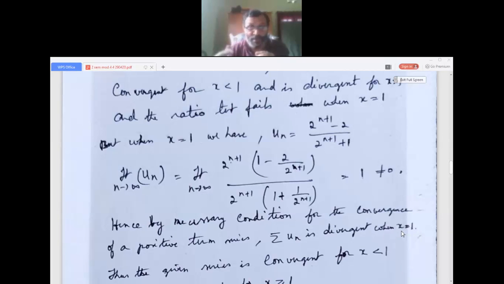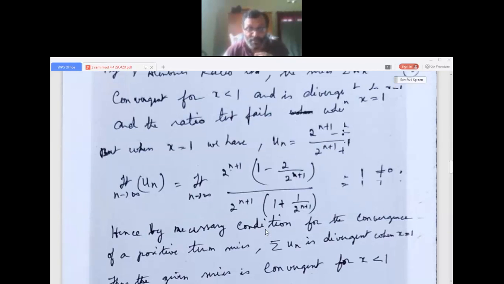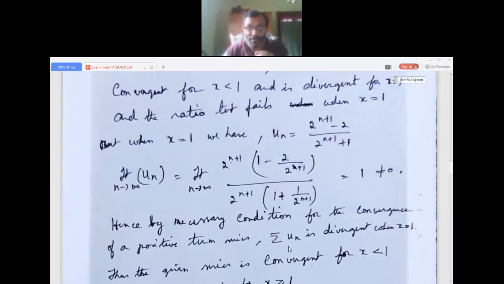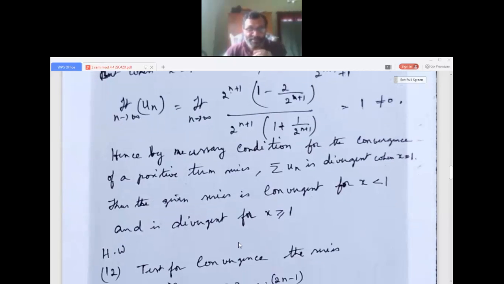Limit n tends to infinity un: if it is 0, it is convergent. Not equal to 0, it is divergent by the condition. See the condition. Therefore, sigma un is divergent when x equals 1. Thus, we combine all the results together.